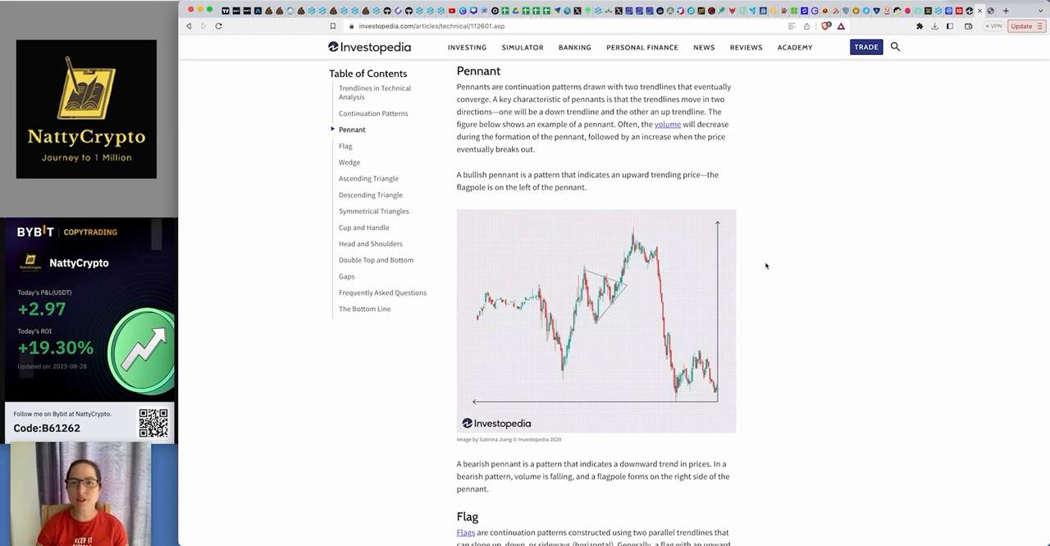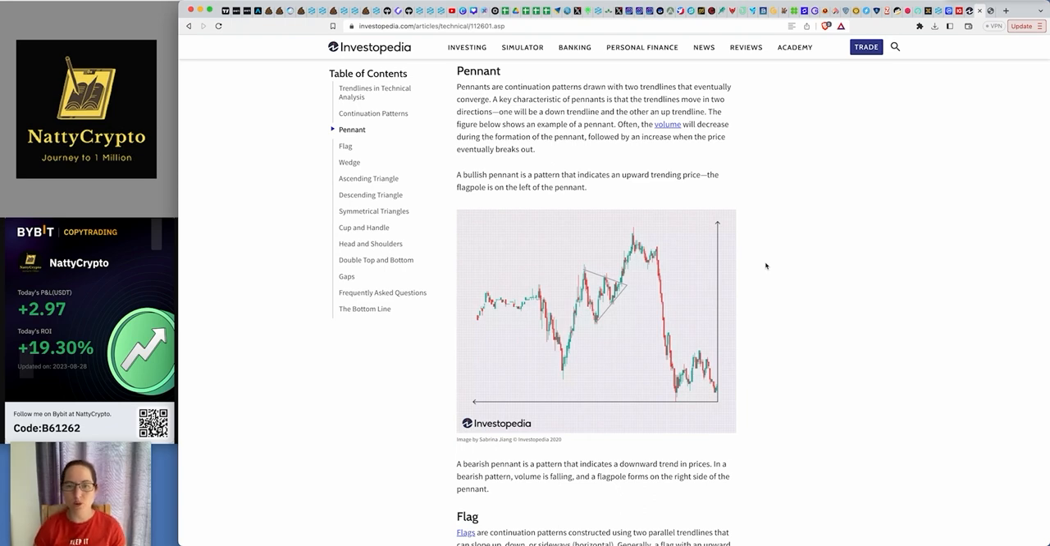Okay, so here we are. Pennants are continuation patterns drawn with two trend lines that eventually converge. A key characteristic of pennants is that the trend lines move in two directions. One will be a downtrend line and the other an uptrend line. The figure below shows an example of a pennant. Often the volume will decrease during the formation of the pennant, followed by an increase when the price eventually breaks out. A bullish pennant is a pattern that indicates an upward trending price.